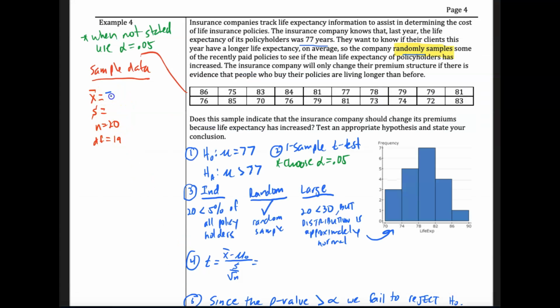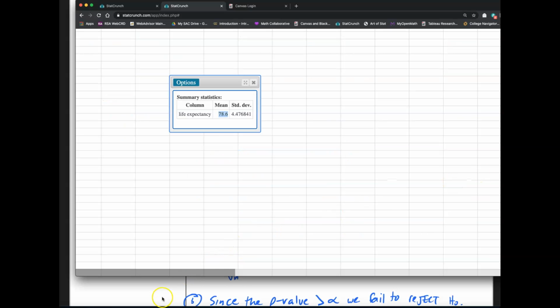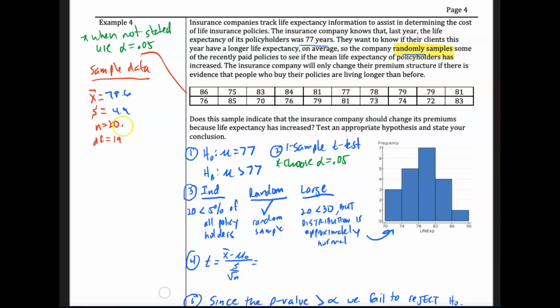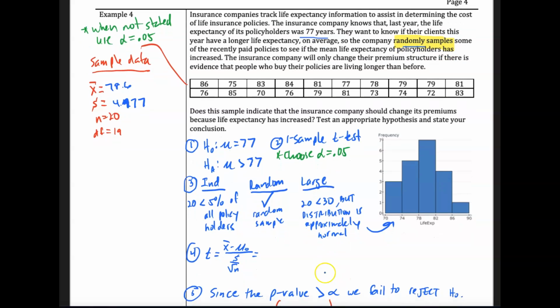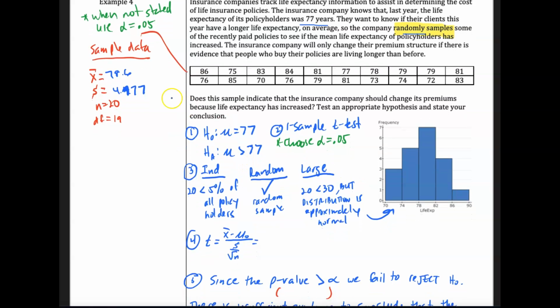So 78.6 and 4.477. Sorry for the writing, 4.477. Those are the numbers we're going to use to calculate our test statistic. We're trying to see, again, is this enough evidence to say that the mean age of the policyholders is greater than 77? This sample is, but it doesn't mean the population is.